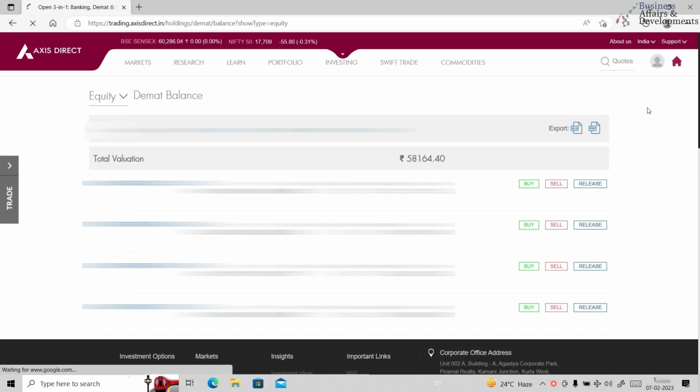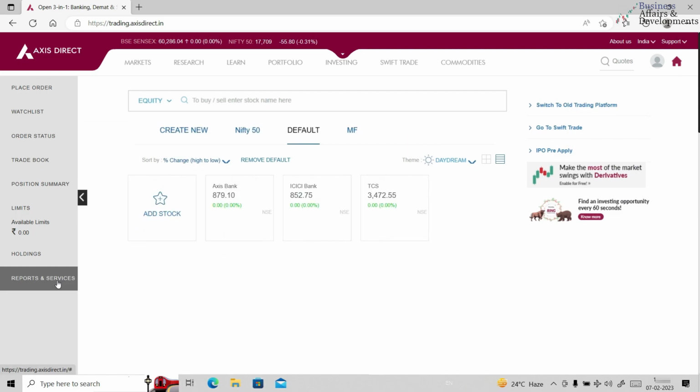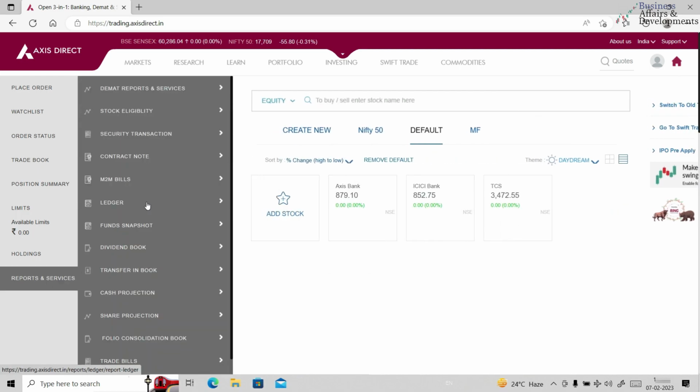Homepage. In report and services, by clicking ledger, we can find all the Demat and financial transaction related details and the reason behind that financial transactions.